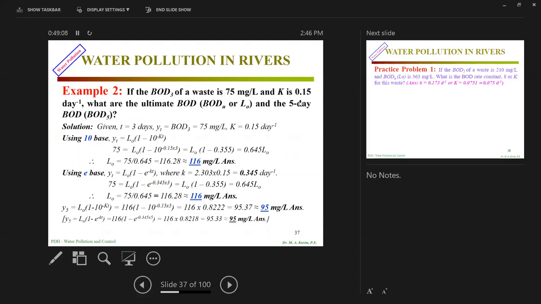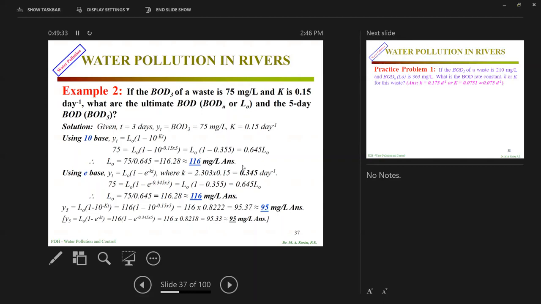Since it is given in 10 days, here is my equation of the 10 days. These are my information given. If I put 3 = L0(1 - e^(-K·0.15·T)), so if I put 3 here, ultimately only L0 is unknown. We calculate L0, and it came out to 160 milligrams per liter.